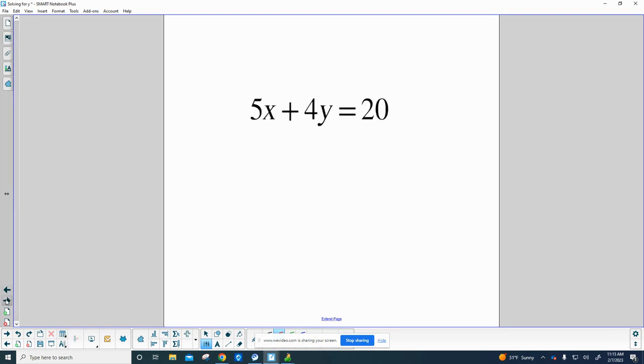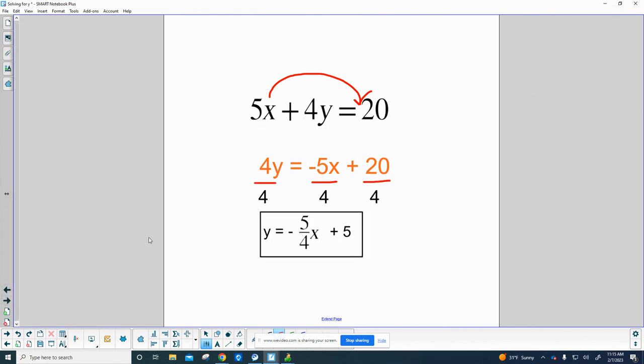All right, let's try another one. We're going to move 5x to the other side to put it behind the equal sign, so it's in slope-intercept form. Only in this case, we have a 4 still in front of the y, so we have to divide everything by that 4. And as we finish it off, we notice 4 divided by 4 is 1y, and negative 5x over 4 becomes negative 5/4, which in this case will be our slope, and 20 divided by 4 is 5. So this equation has now been solved for y, and it's ready to be graphed.